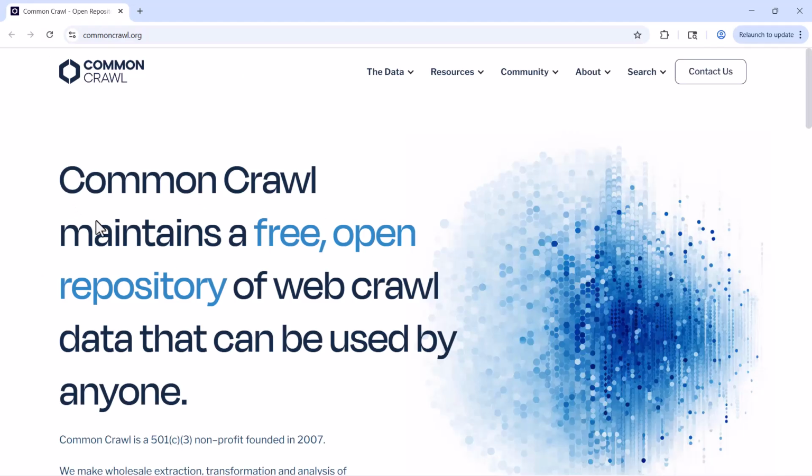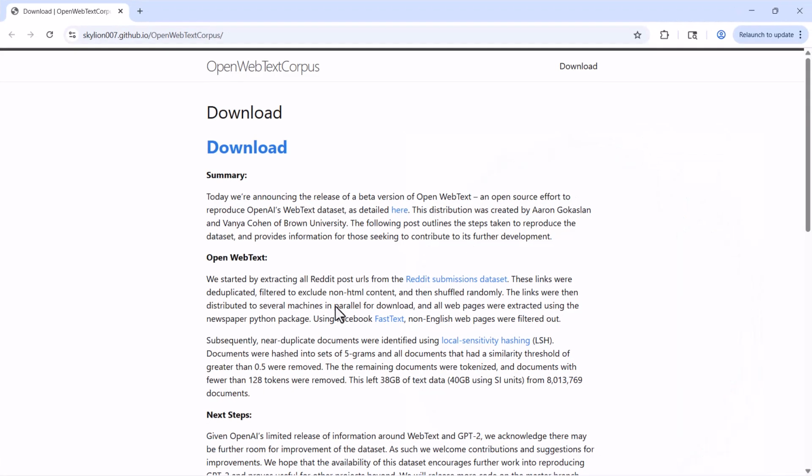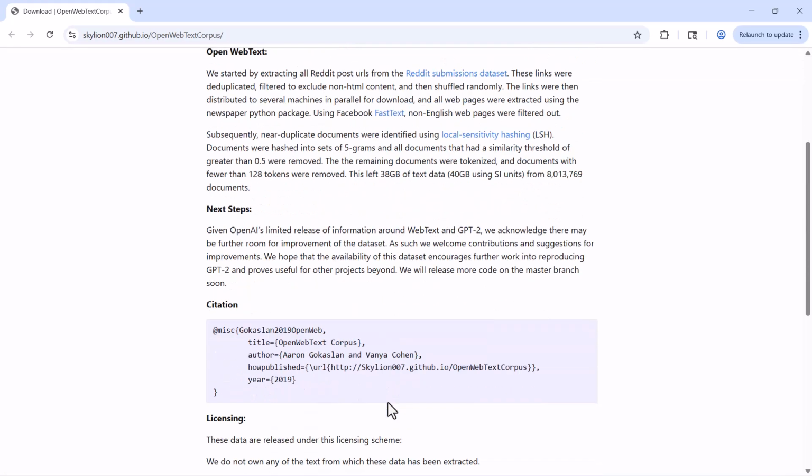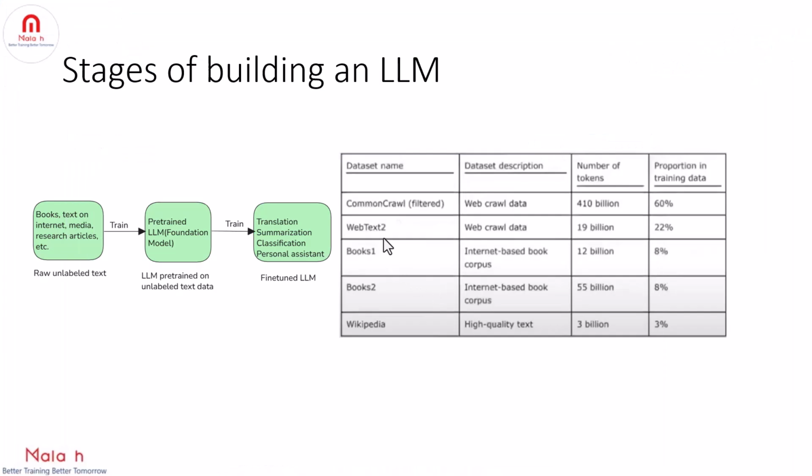Okay, so you can see Common Crawl maintains a free, open repository of web crawl data that can be used by anyone, right? And similar to Common Crawl, we also have the OpenWebText corpus. So this is another website where you can get the data from. Similarly, WebText2, Books, Wikipedia, right? So they have gathered the data from different websites.